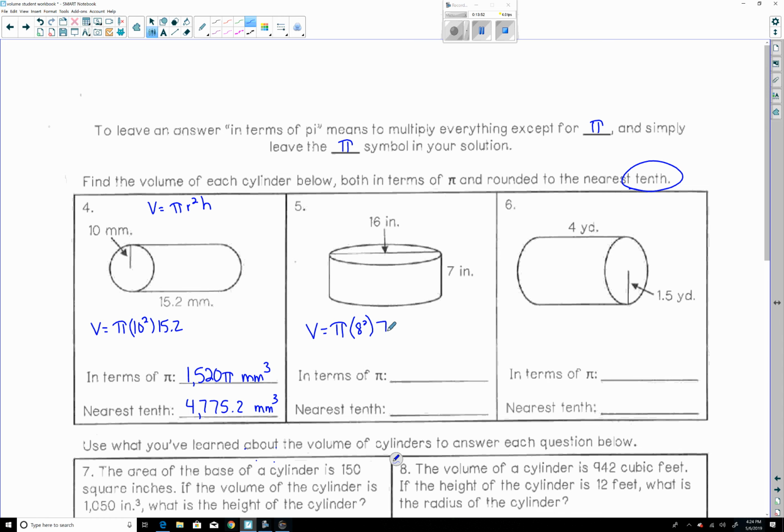Go ahead and write your answer in terms of pi and then to the nearest tenth as well. Pause the video, figure out your answers, and then come back and check. Okay, so check your work on number 5.